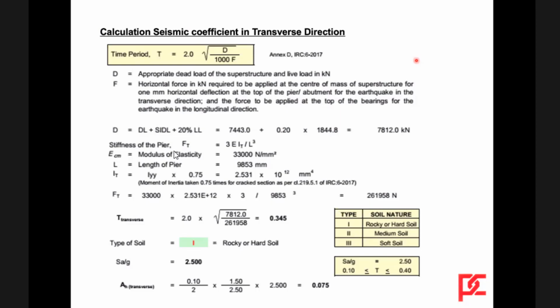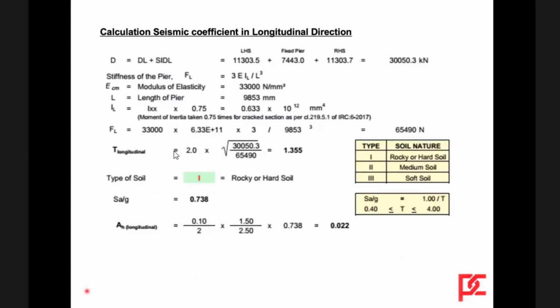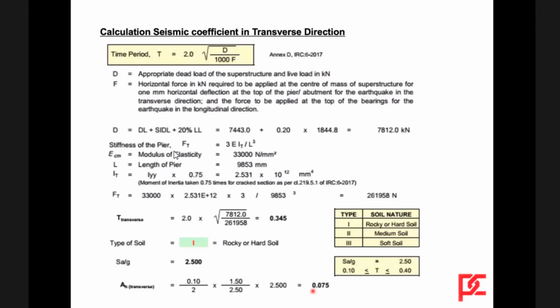We have used the seismic coefficient method and calculated the transverse and longitudinal seismic coefficients. Since this is a 4-span continuous structure, the mass of all 4 spans is considered for calculating the longitudinal seismic coefficient. So you get a seismic coefficient of 0.22 in the longitudinal direction, whereas in the transverse direction you get 0.75.